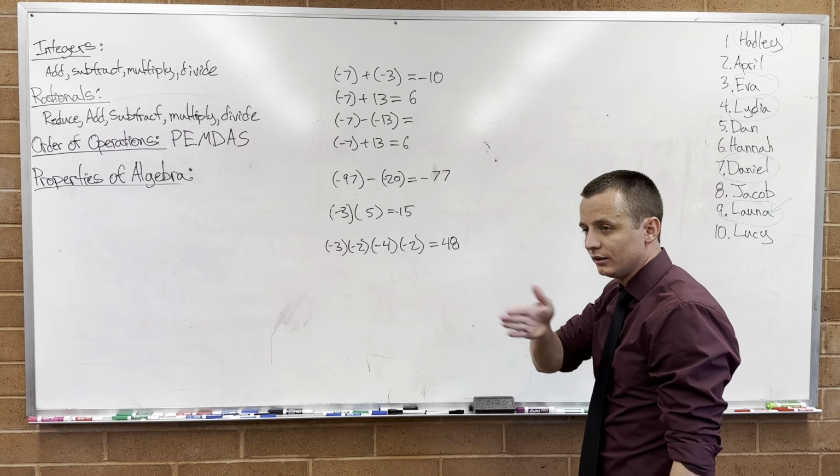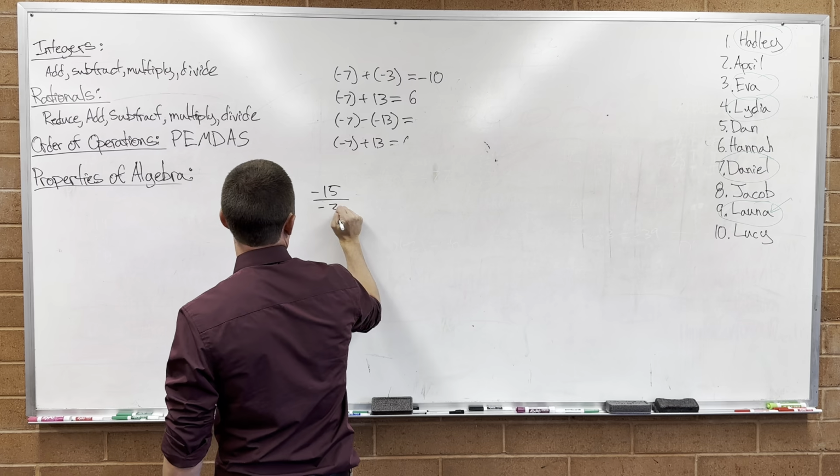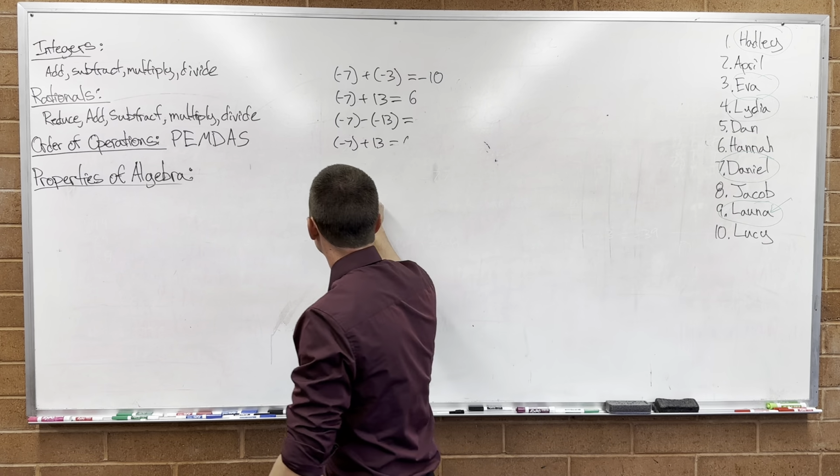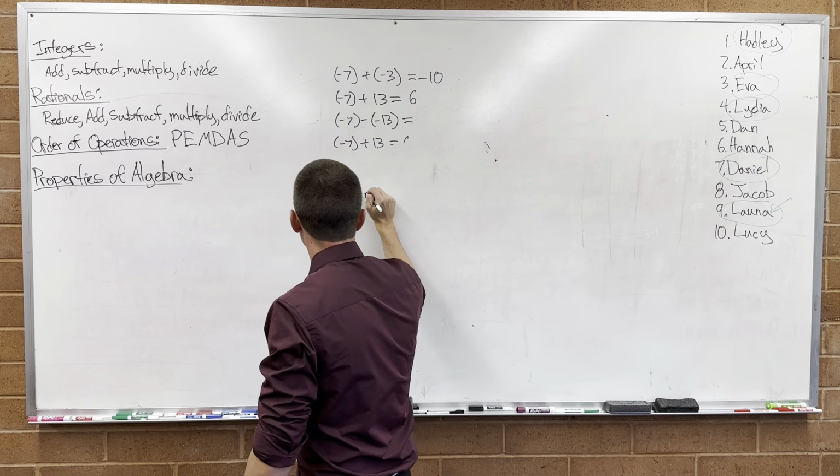Now, a negative divided by a negative. So what if I did something like negative 15 divided by negative 3? That would be equal to positive 5. A negative divided by a negative is also a positive.